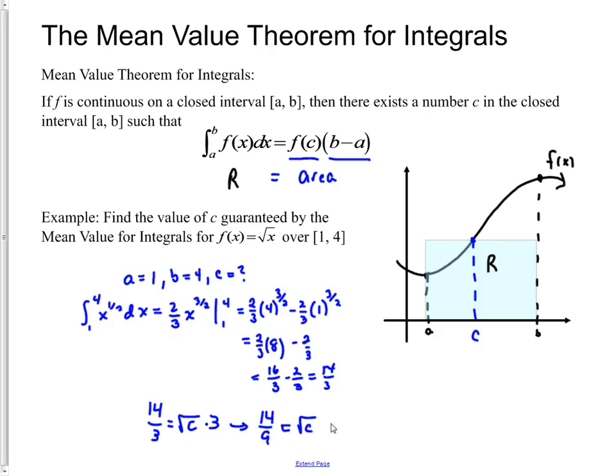And of course, if we square both sides of this equation, we're going to get c is equal to 14 squared over 9 squared. So the number c equals 196 over 81. This would be the value at which we would take the function times 4 minus 1 and get the area under the curve.